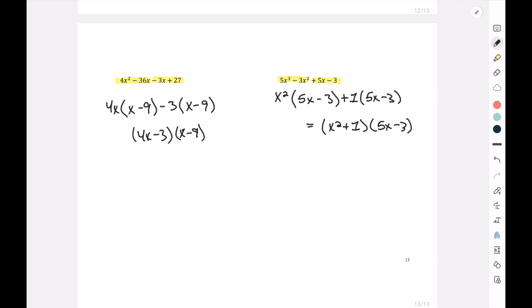And to check your answer, you could take the x squared plus 1 and the 5x minus 3 in FOIL. So we would take the first and the second, and then do the inner, first and second, and that should, when you combine like terms, get you back to your original equation.